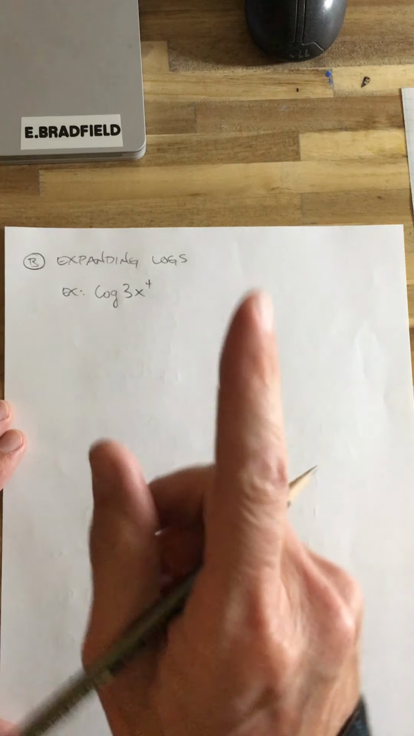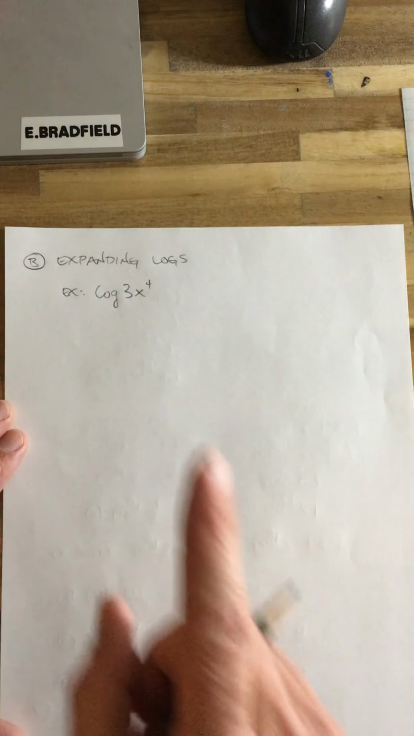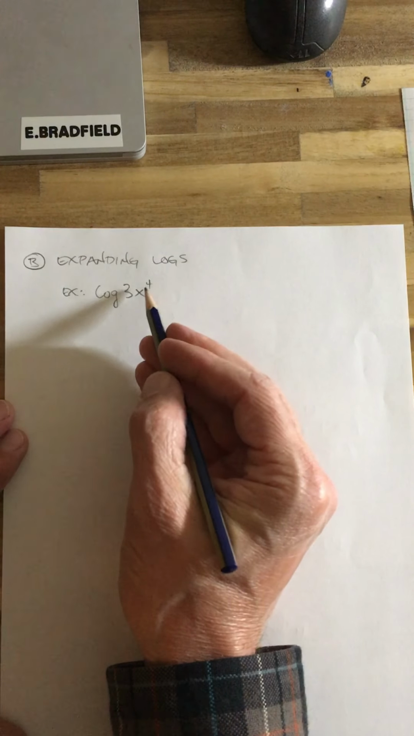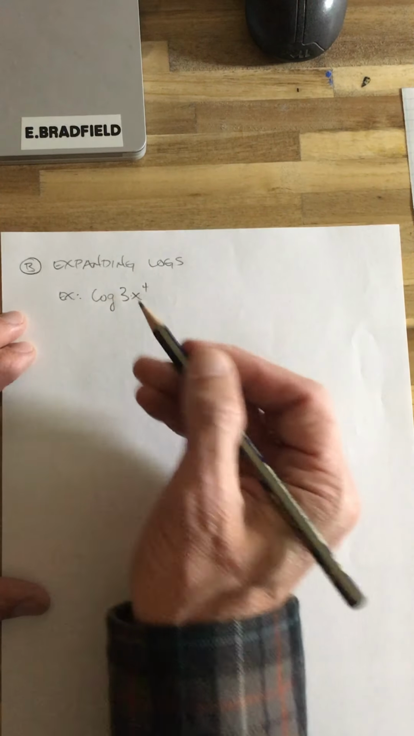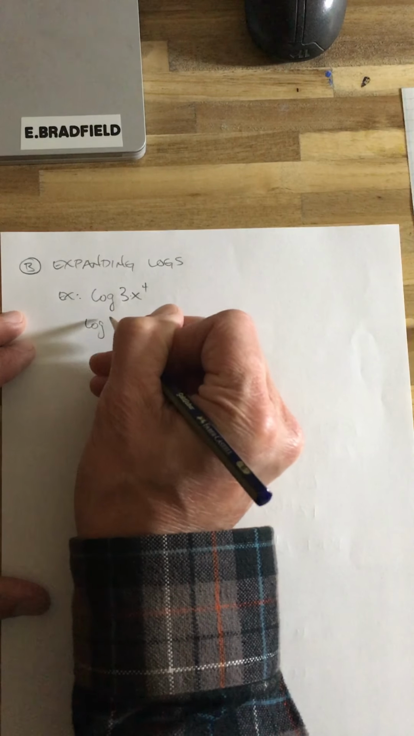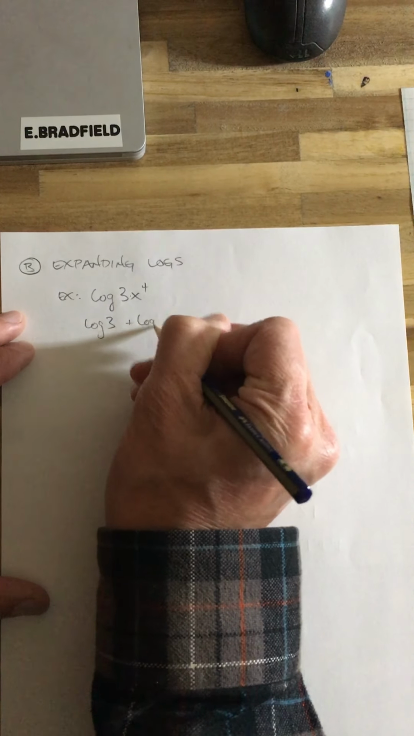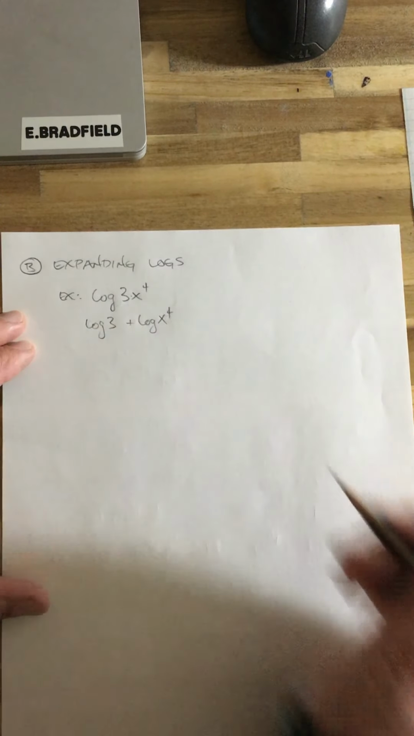All right, now, before you take that 4 and move it out to the front, don't do that. That 4 is only attached to this x. So if we're going to expand this, we're going to break it up into multiple logs, okay? Since it's multiplying, this is going to be the log of 3 plus the log of x to the 4th.